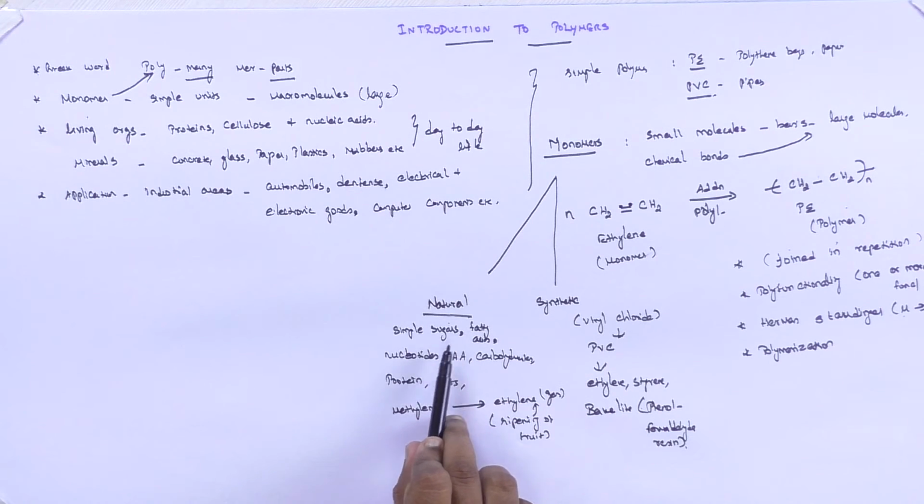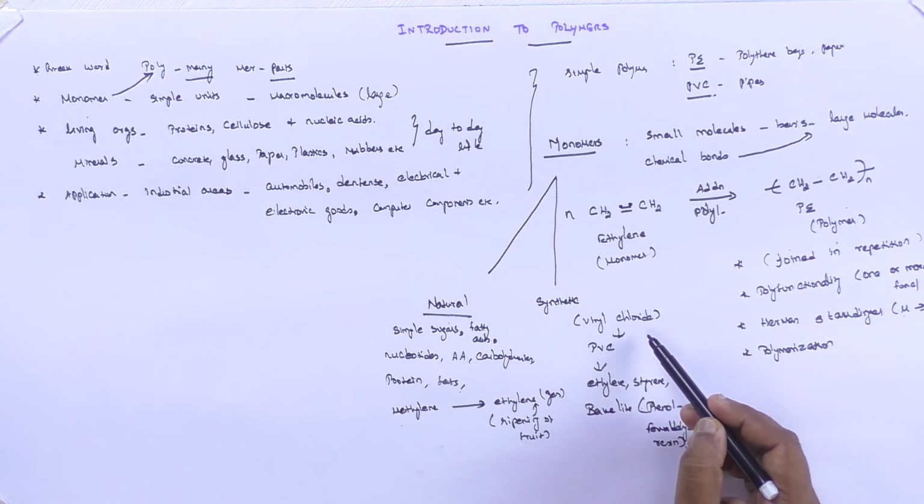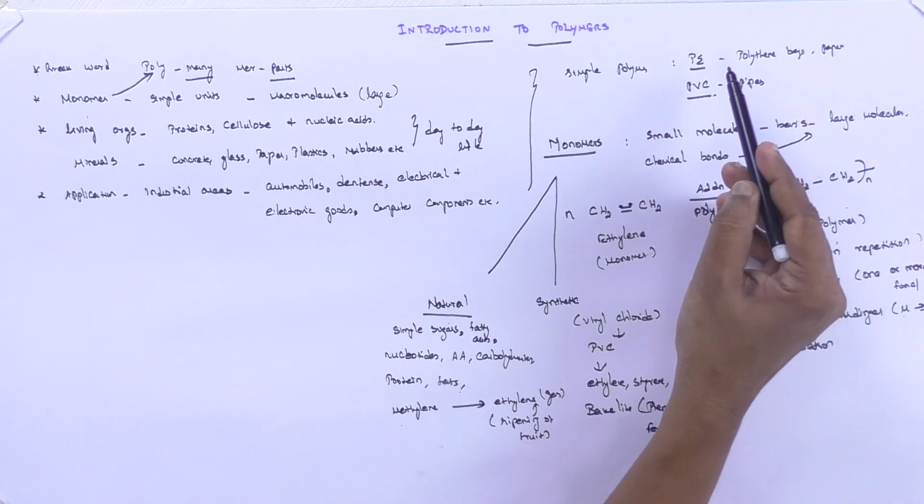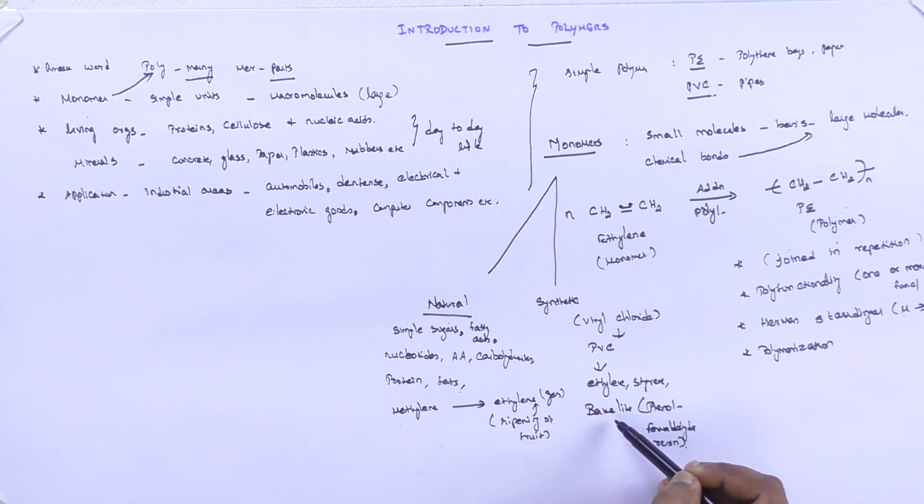Natural monomers are simple sugars, fatty acids, nucleotides, carbohydrate, amino acid, protein, fat, as well as ethylene, which is used in the ripening of the fruit. And a synthetic monomer, vinyl chloride, is one common example. You can also have polyethylene as a synthetic polymer, bakelite which you use in cooker handles, etc.